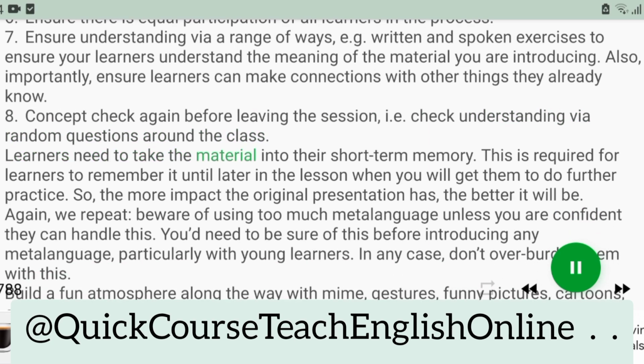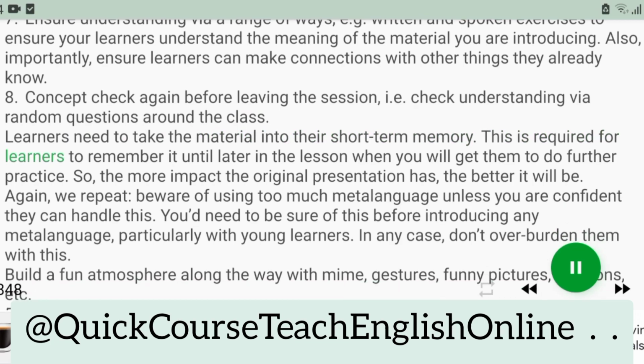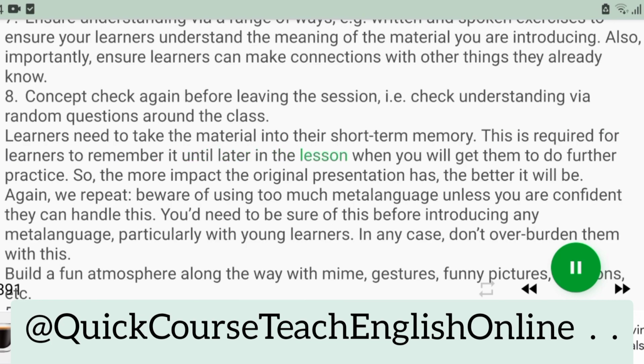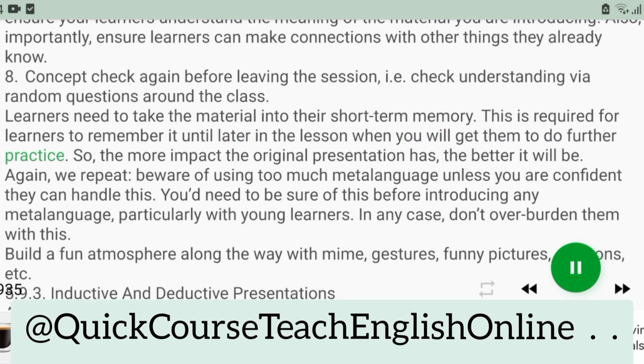Learners need to take the material into their short-term memory. This is required for learners to remember it until later in the lesson when you will get them to do further practice. So, the more impact the original presentation has, the better it will be.